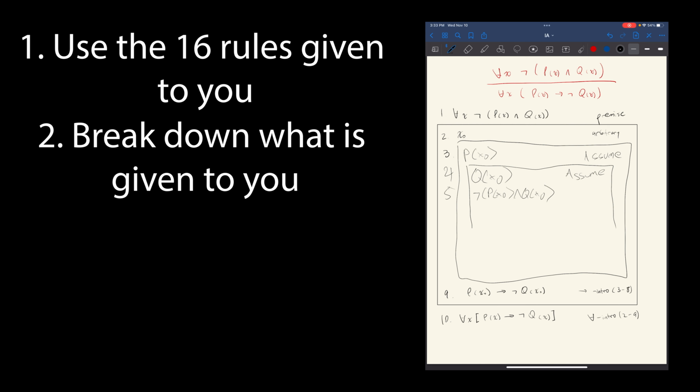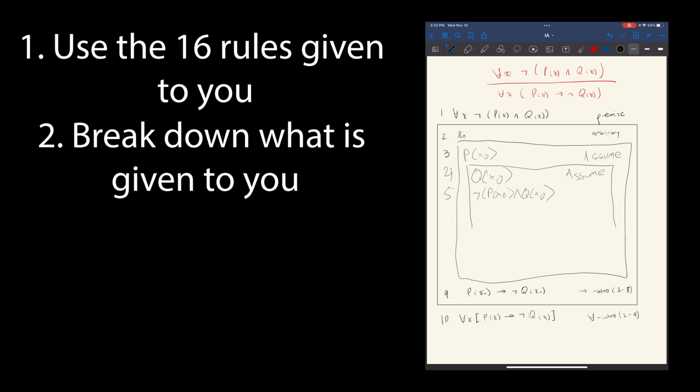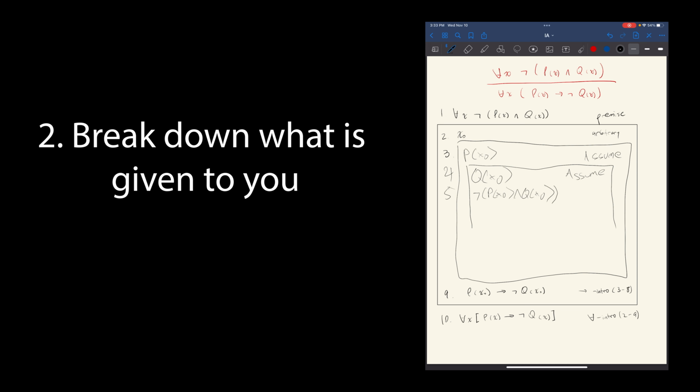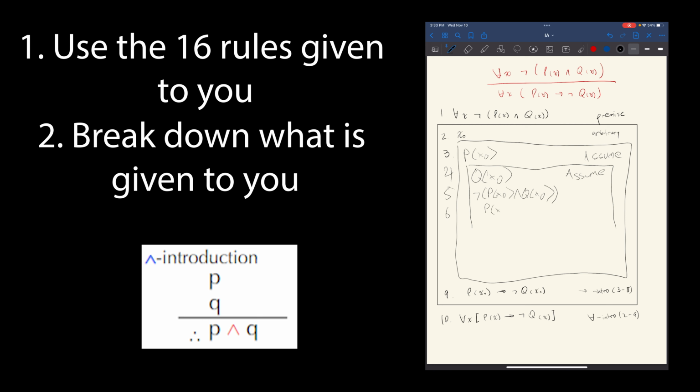That's right. So we broke down our premise, and now what else can we do using what we assume and the premises that we have been given? What can we build to somehow reach a contradiction? Now, I can see that we have a not P of X not and Q of X not, and we are also assuming from number 3 and number 4 that P of X not and Q of X not are true. So what we can do is use an AND introduction to get P of X not and Q of X not.